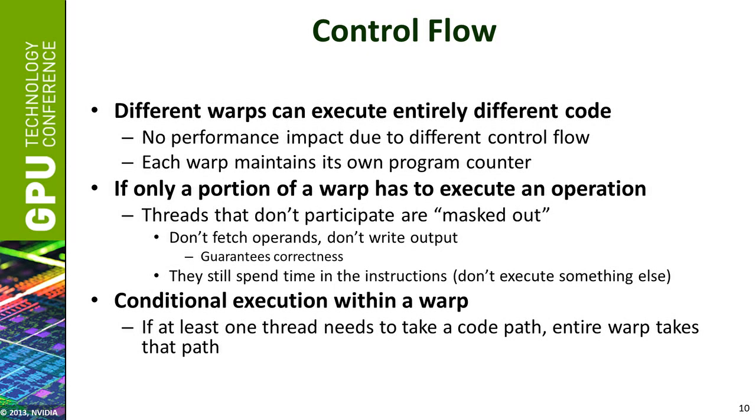Every instruction produces a result, but if a thread is masked out, it will not modify the output, right? So output usually goes to either memory or register. It will not modify this output if that thread is masked out. So essentially, correctness is guaranteed because it's not really reading the inputs, it's not really writing the outputs, but that thread is still spending that time in that same instruction, so it's not executing any other code. So you're potentially wasting some computational resources when you mask out large numbers of threads.